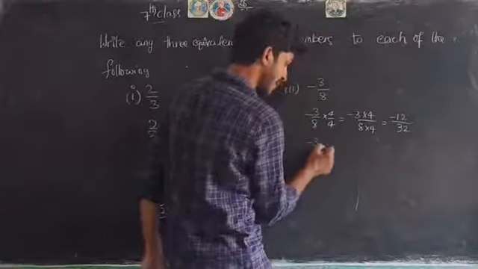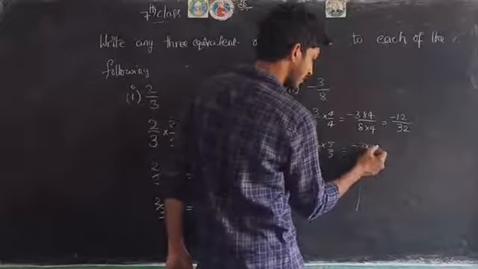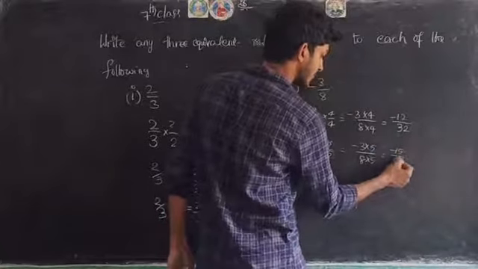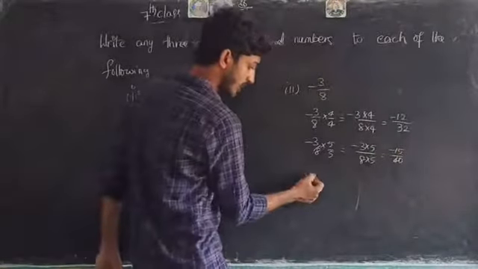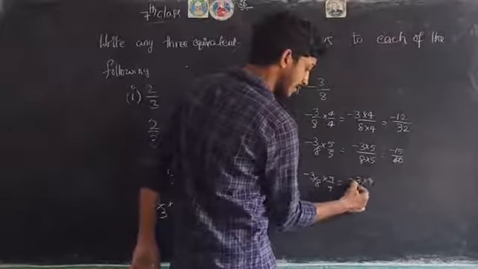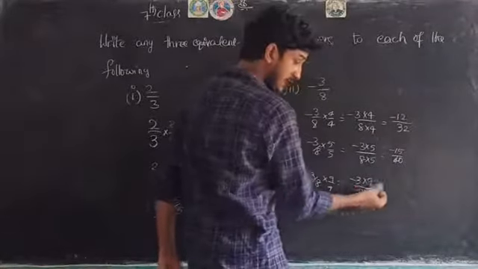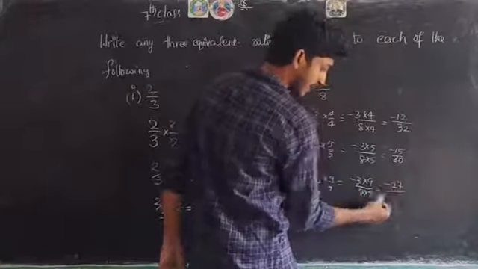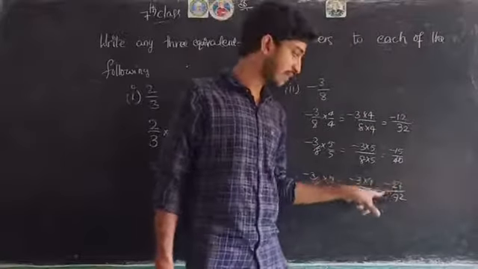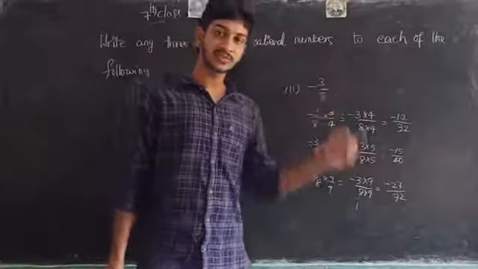See, minus 3 by 8 multiplied with 5 by 5. Minus 3 into 5 by 8 into 5. Minus 15 by 40. Minus 3 by 8 I am taking, multiplying with 9 by 9. Minus 3 into 9 by 8 into 9. That is equal to minus 3 9s are 27, minus 27 by 8 9s are 72. So these three, minus 12 by 32, minus 15 by 40, minus 27 by 72, are the three equivalent rational numbers for minus 3 by 8. Okay children?